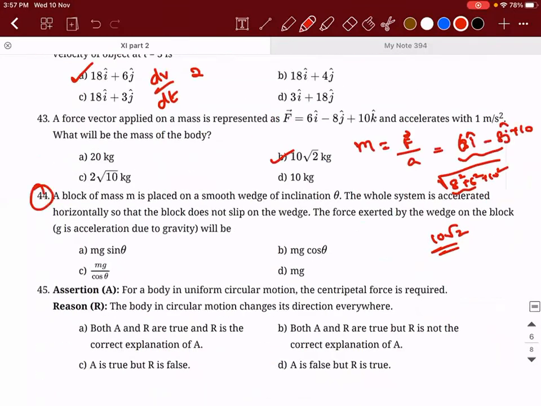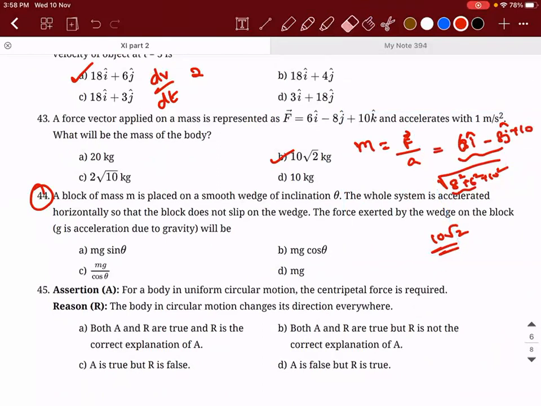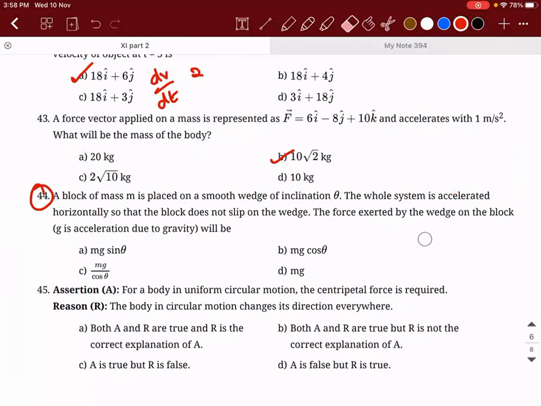Correct. 44. There is a block of mass m which is placed on a smooth wedge of inclination theta. The whole system is accelerated horizontally so that the block does not slip. What is the force exerted by the wedge on the block? What is the answer? Who solved this question? Actually, this is slightly a tougher question for CBSE, but who could solve this? Sir, is it C? C is correct. But how did you solve? Sir, we have to first draw the FBD and then.